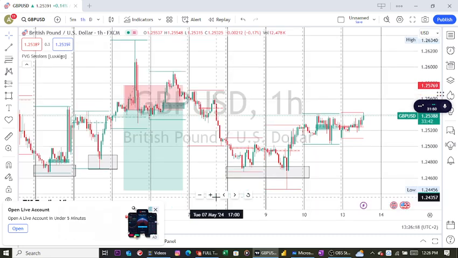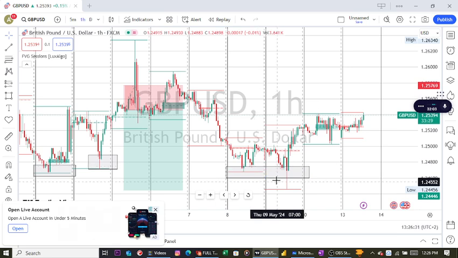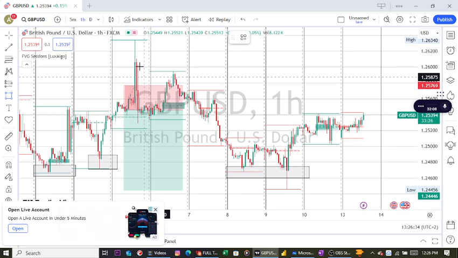So when price reaches this place two or three times, it means that it's a very strong support zone. Then I should be considering taking trades from this level. Same thing, this is a resistance zone.